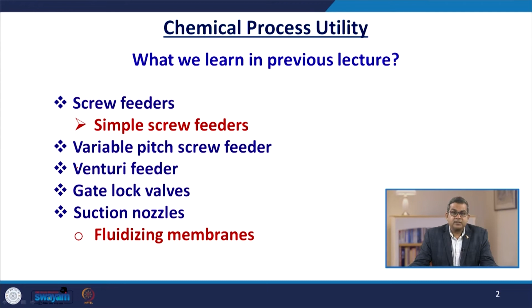Welcome to the concept of gas solid flows under the aegis of chemical process utilities. Now, we have studied the simple screw feeders and discussed the variable pitch screw feeders in the previous lecture. We had a broad discussion about the Venturi feeders. We described the gas lock valves. We have discussed the suction nozzles apart from the fluidizing membranes.